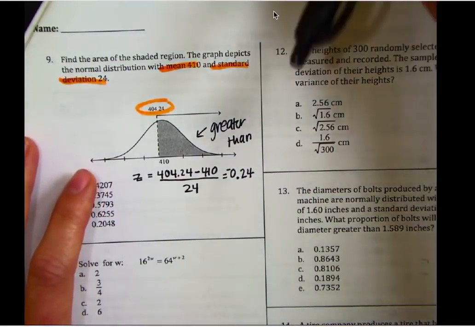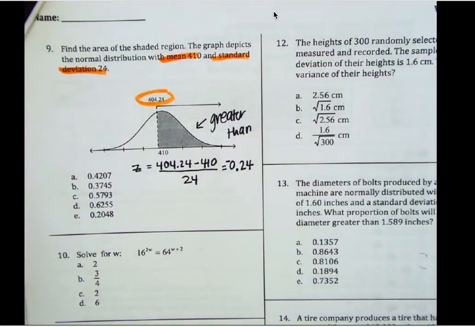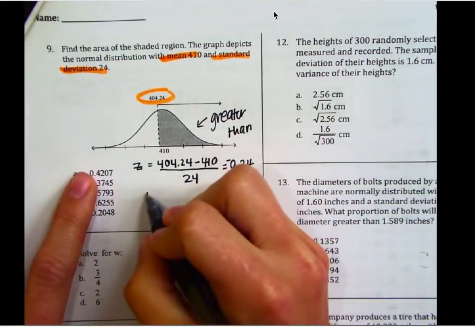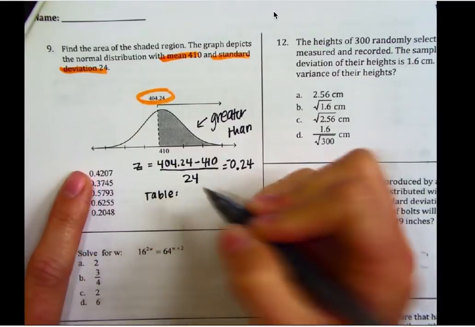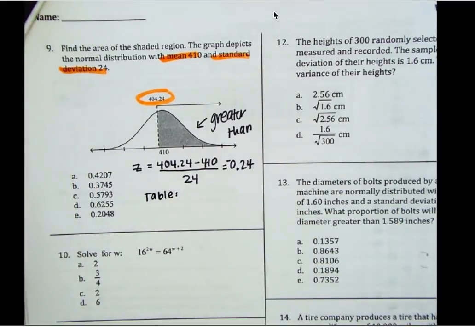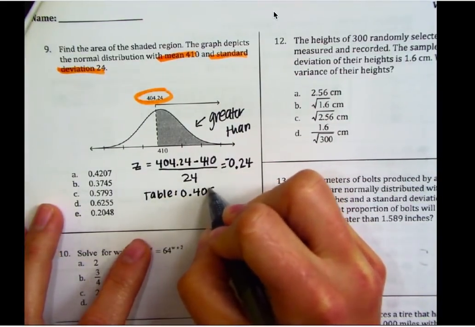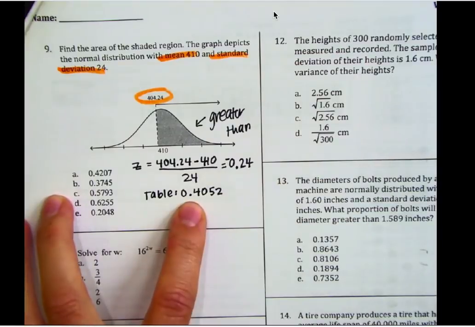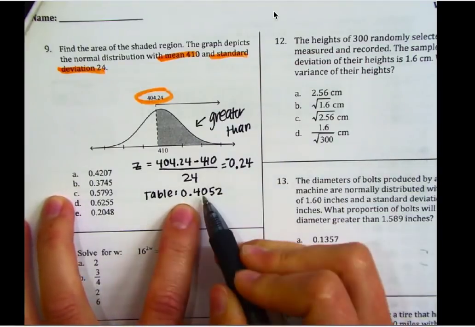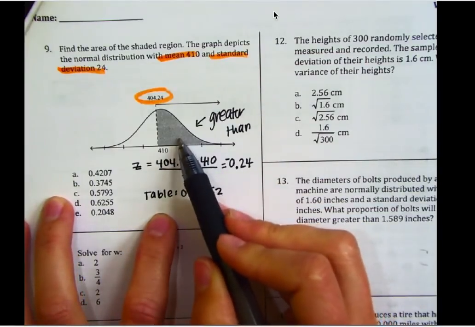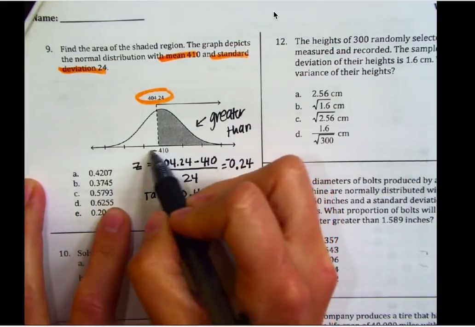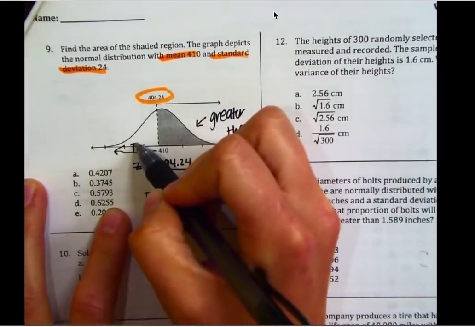All right, so negative 0.24, we are going to look that up in the table to find the area. So looking up negative 0.24 gives us an area of 0.4052 from our table. We need to remember the table value does not tell us what's shaded to the right, it tells us what is shaded to the left.